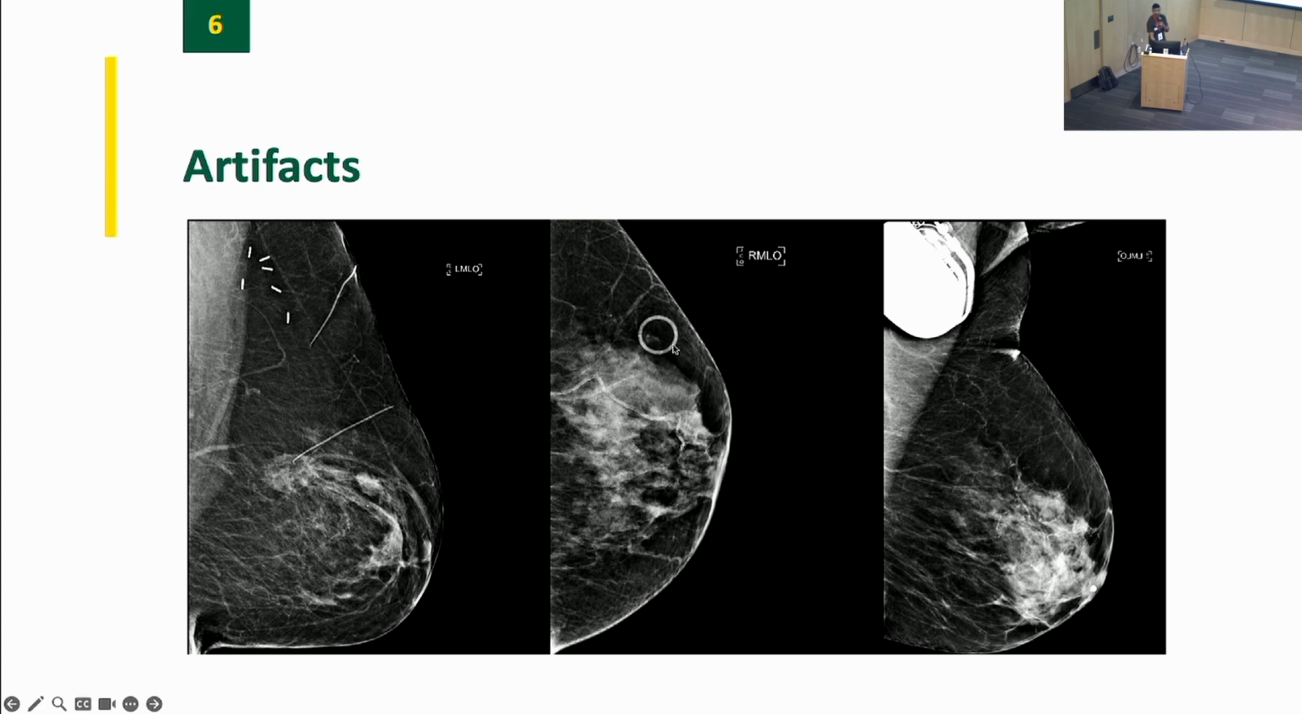Point in case, a mole marker. Lots of moles, if you don't know it's a mole, will look like a mass inside the breast. So we put mole markers on the skin to say that whatever's inside of this mole marker, if I see a circle or a dot or any abnormality that looks like a mass, I know that it's on the skin and not in the breast. These are biopsy clips. This is a pacemaker. So these are the sort of artifacts that we will see.